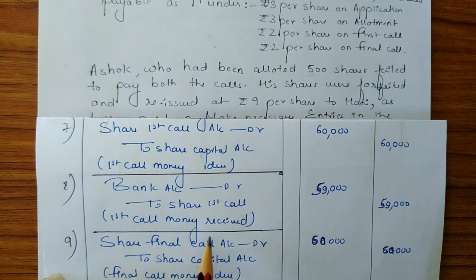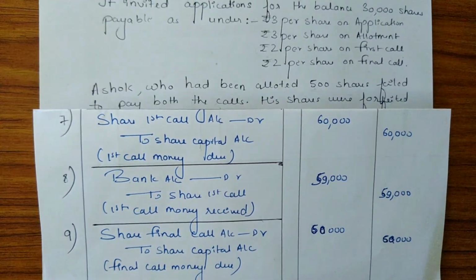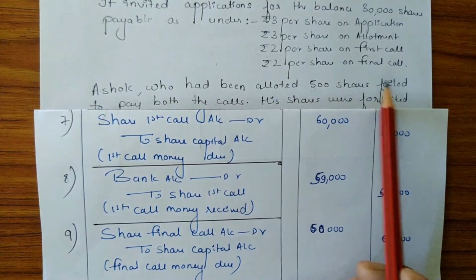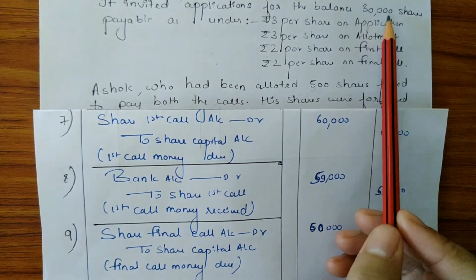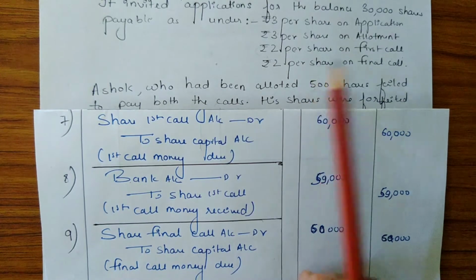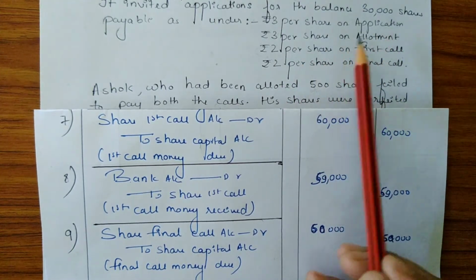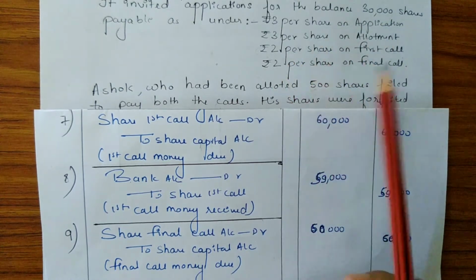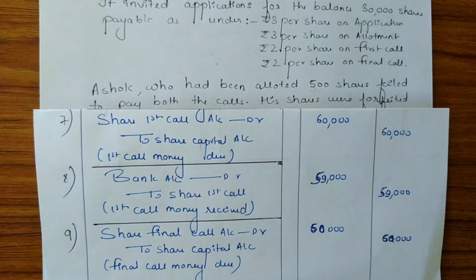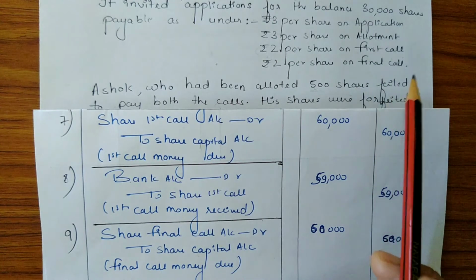Narration is first call money received. Next payment is to be made on final call. So 30,000 shares which is issued into final call amount is 2. So the final total amount of final call is 30,000 into 2, that is 60,000. So 60,000 amount is due on final call.